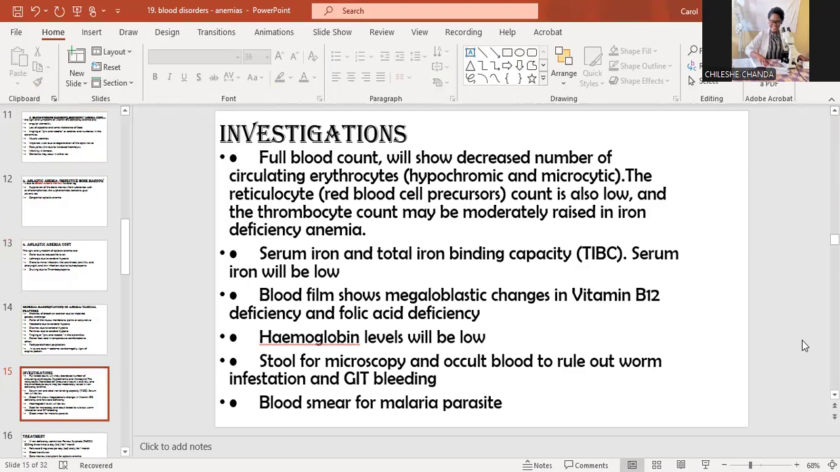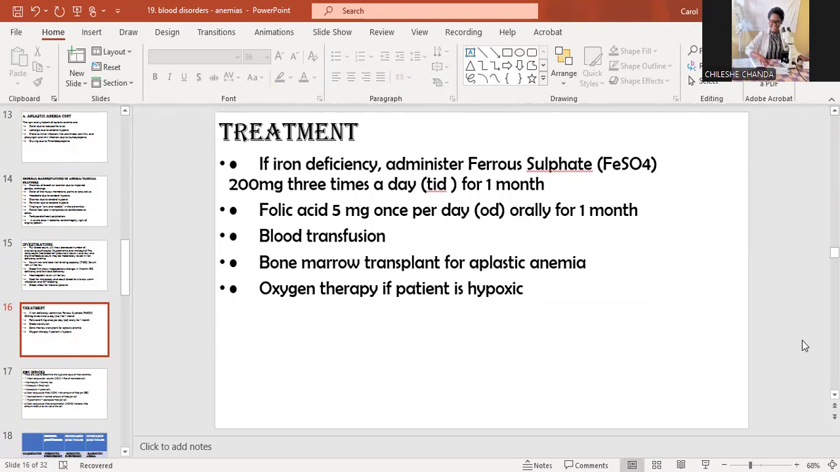When you take this stool to the lab, they can also check for eggs of worms. Once they find eggs of worms, it means that obviously the worms have been eating this patient's food or they've been sucking the blood from the GIT. You can do a blood smear to rule out conditions or diseases like malaria, which cause hemolysis of red blood cells.